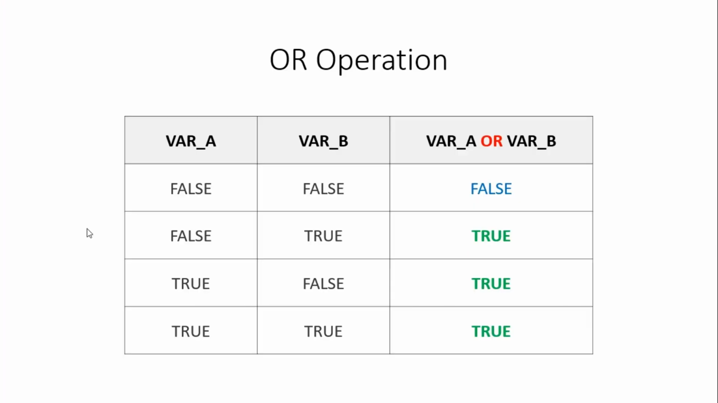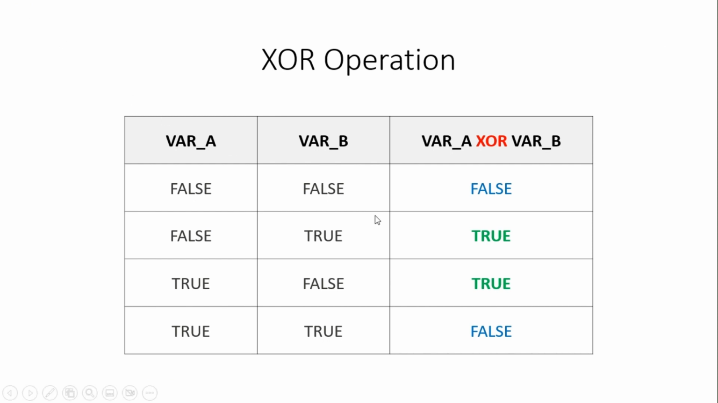Okay, so let's switch to the XOR operation. XOR is an interesting operation, in the sense that it's not like AND or OR. XOR returns true only when the operands on both sides are different. It returns false when both the operands are the same. So if both the operands are false, it returns false. If both the operands are true, it returns false. Why? Because in both cases the operands are the same.